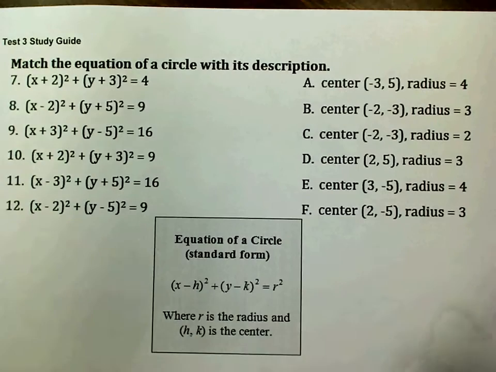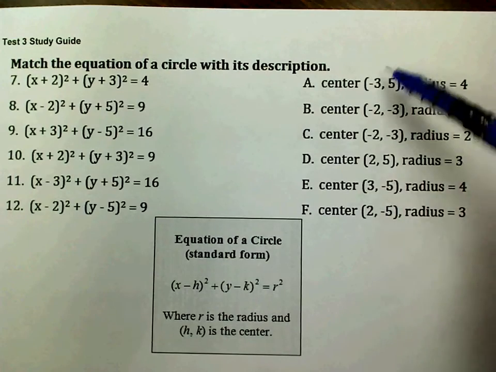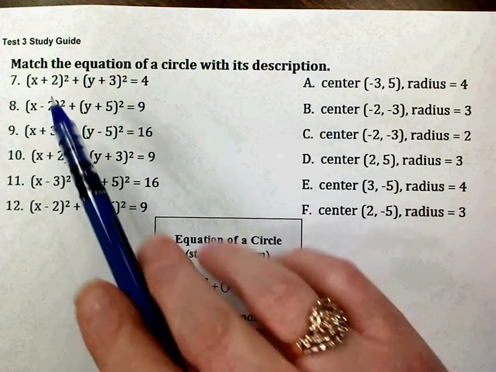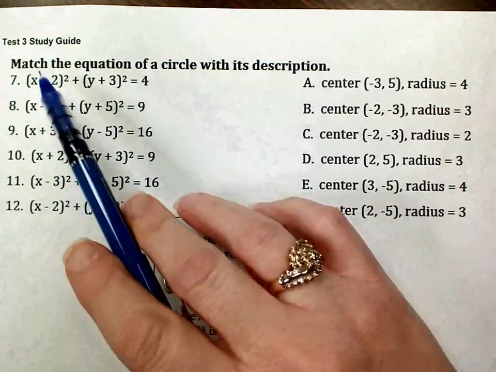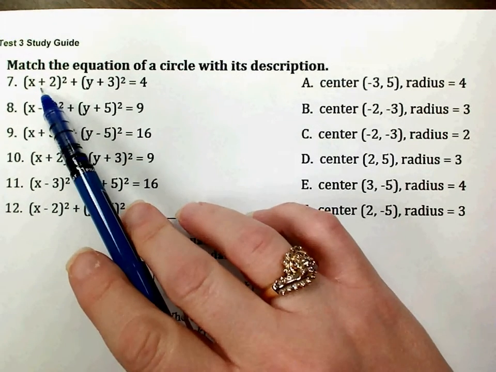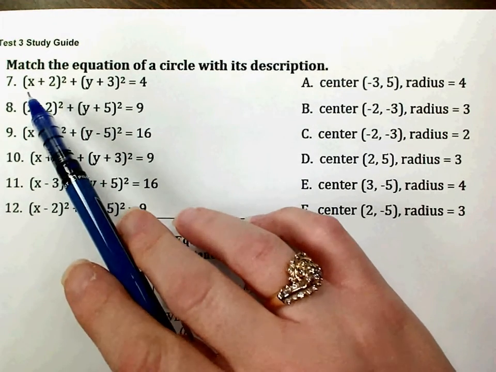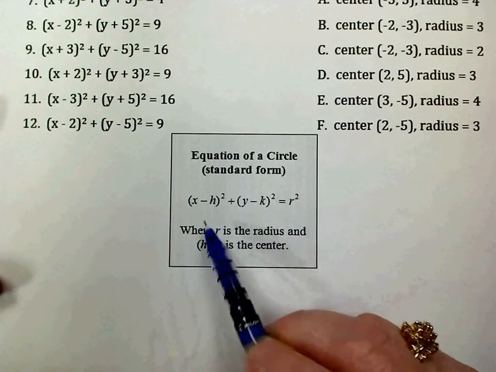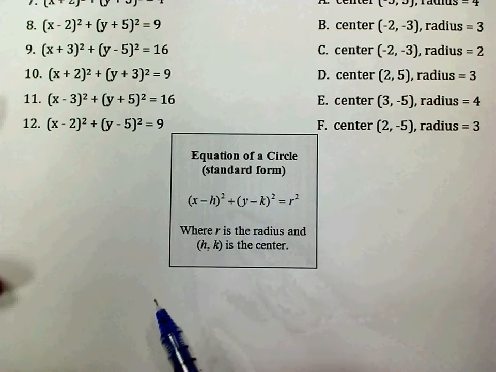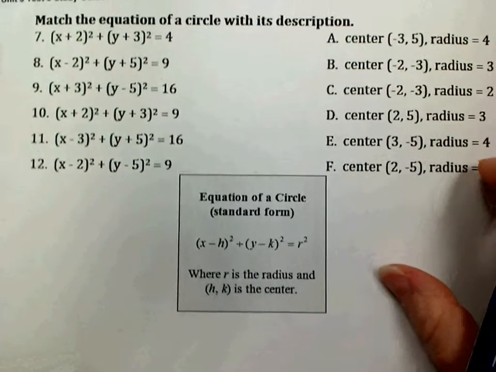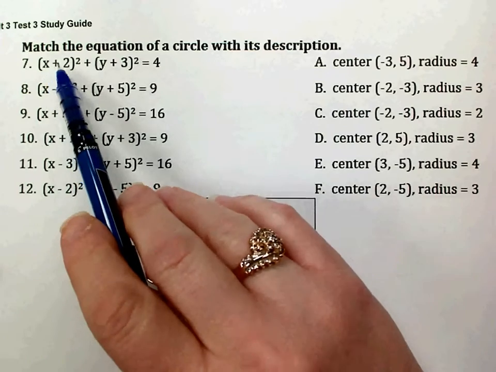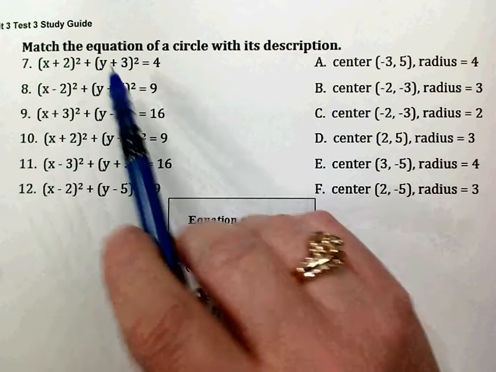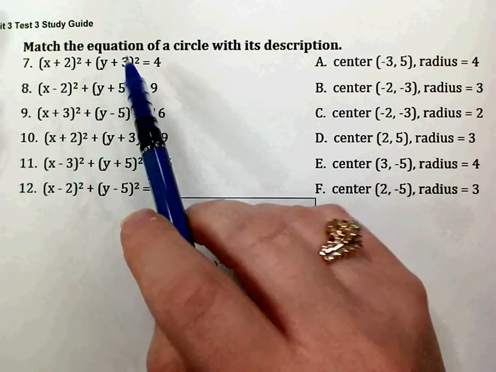For 7 through 12, you're matching the equation with the description that is A through F. And so remember, when you're picking out the center from the equation, the sign is actually going to be the opposite of what's in front of it in the parentheses, because the equation of the circle has subtraction as part of it. So when we pull the H and K out, it's going to have the opposite sign of whatever's in front of it. So for this first equation, we see a +2 and a +3, but when we go to identify the center, it'll actually have the opposite signs of -2 and -3.